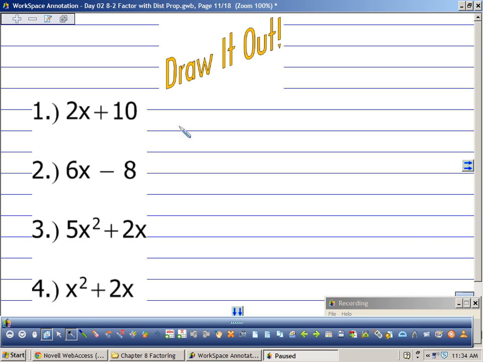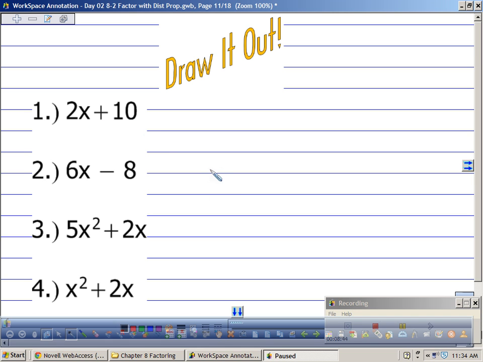So let's use the box method in just about the same way. So write down number 1, 2x plus 10. I'm going to draw it out. Just like in multiplication, where 6 is inside the box, 2 times 3 makes 6. So I'm going to put 2x plus 10 inside the box, and I'm going to figure out what two, I guess it would be a monomial times a binomial, would make this product.